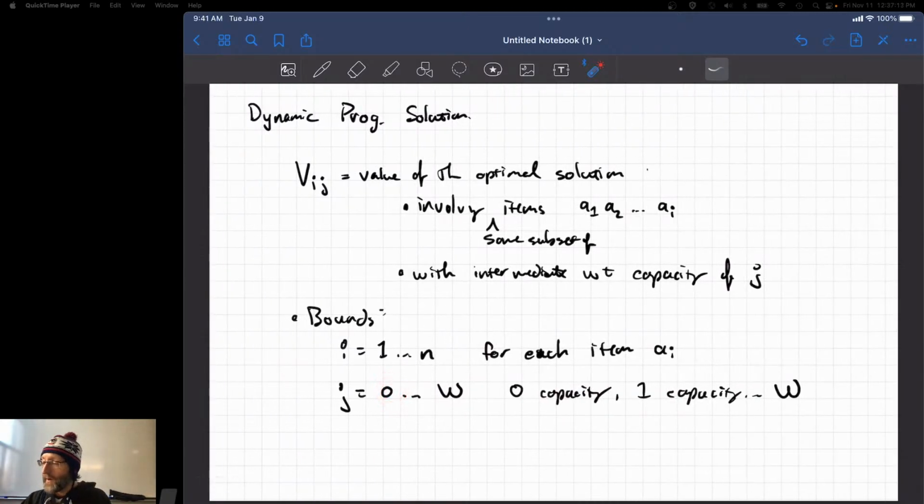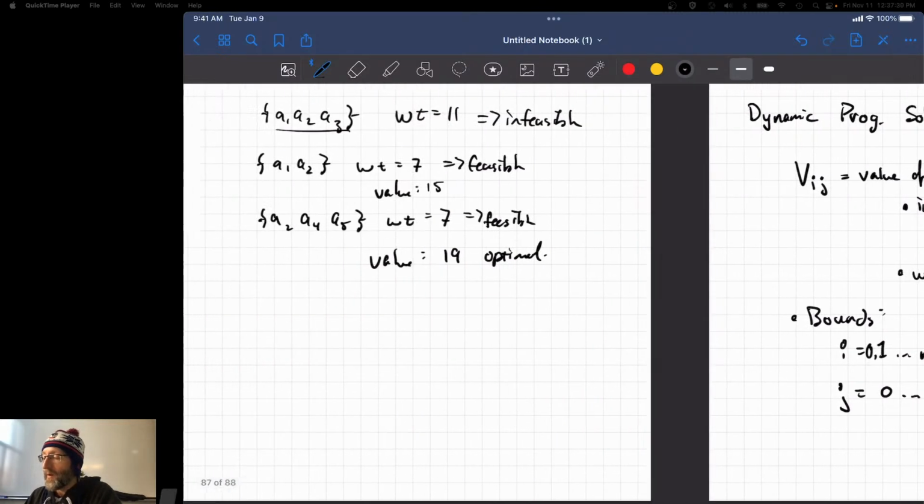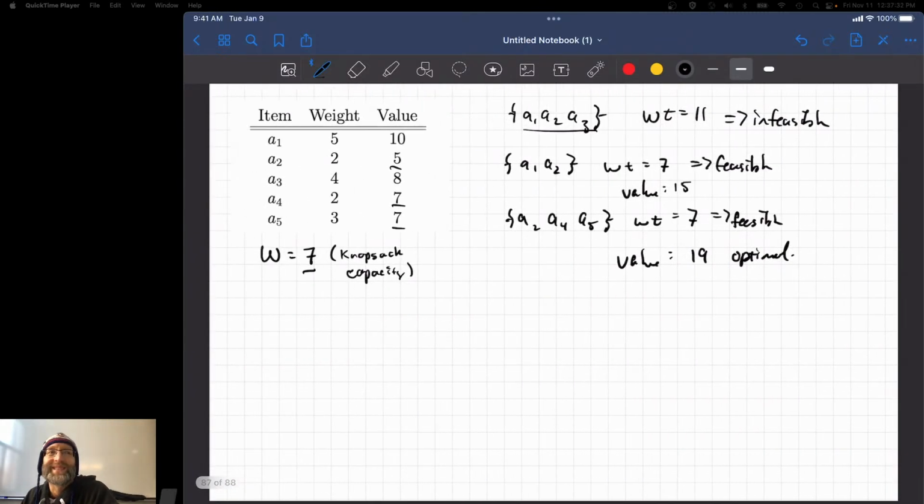In fact, let me put 0 here as well. For each item, I equal to 0 corresponds to the empty set. If you're not considering any item, then what's the value of taking nothing? It's 0. You're not stealing anything.